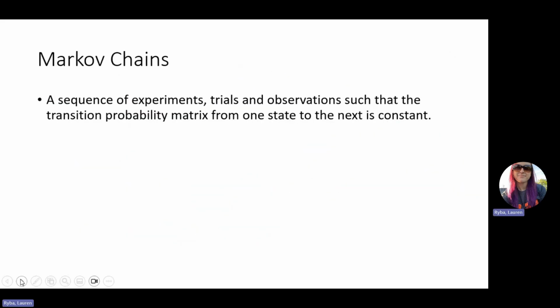I mentioned the term Markov chains. Basically, it's going to be a sequence of experiments, trials, and observations such that the transition probability matrix from one state to the next is constant. So our goal is we are keeping that transition probability matrix consistent so that we can make predictions for future years, future months, depending on what the time frame is for each state.